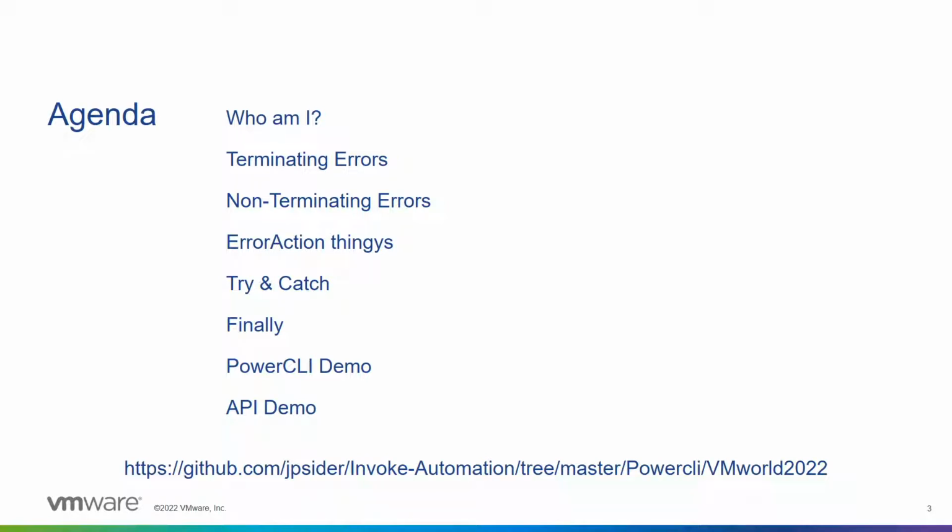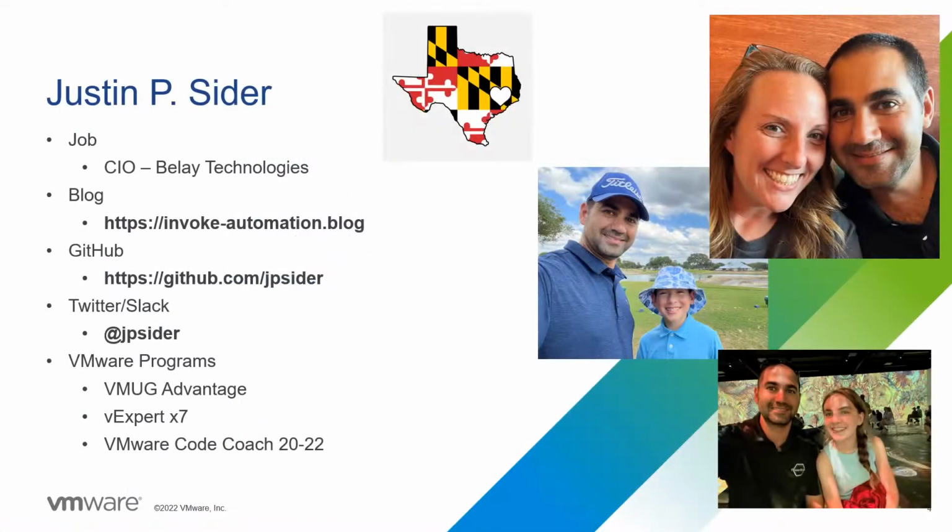We're going to talk about terminating and non-terminating errors. We're going to talk about ErrorAction thingies. It's a technical term you wouldn't understand. We'll go over what a try and catch is. We'll add in the finally. And then we're going to spend some time, I'm going to try and do my best to go slow since this is a recorded demo, over the PowerCLI and API demos. Down at the bottom, you're going to see a link to where this code is. So all of the code in the PowerCLI, API demo, and this slide deck are going to be available inside my GitHub repo. So with that, let's get started.